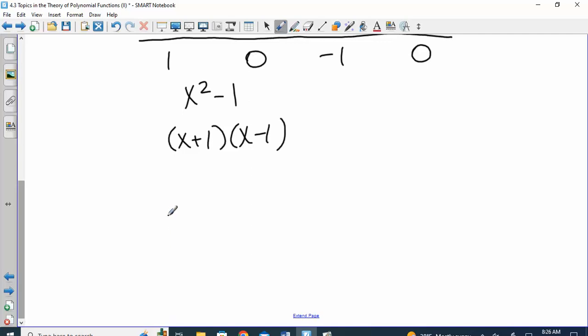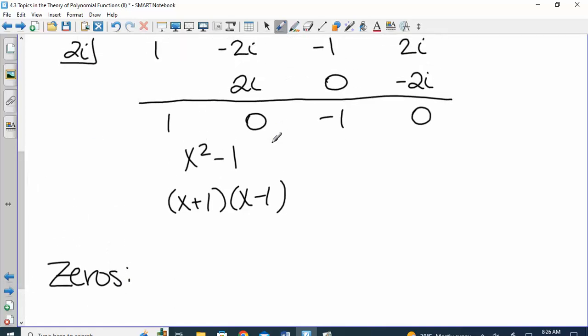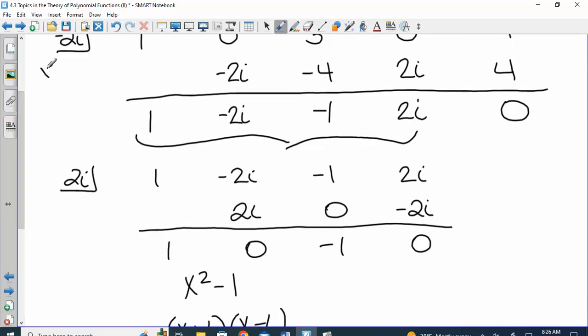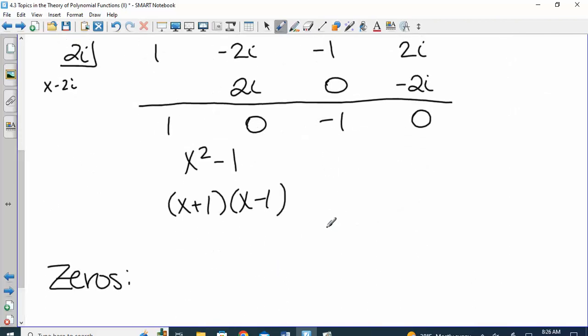The question asked for all the zeros. What would the third term be? Would it be x minus 2i, or would it be x plus 2i? If you did the factors, this one would be x plus 2i. Oh, so you put both of them? And this one would be x minus 2i, if you did the factors. So that's a good point.